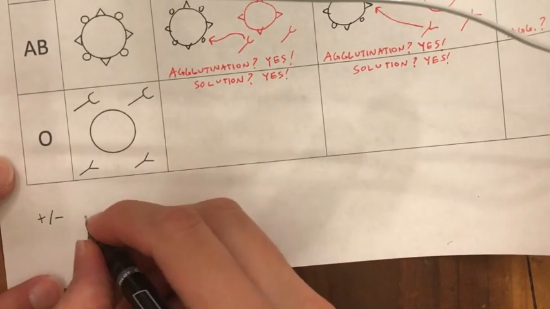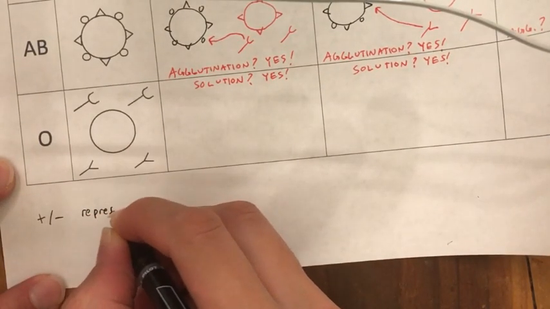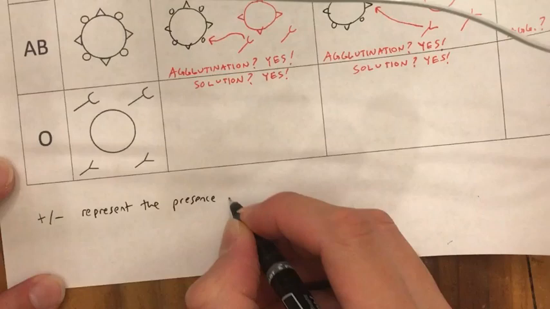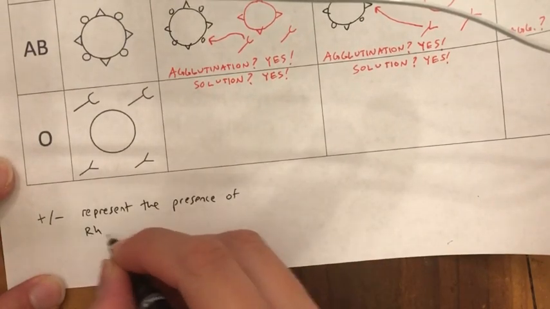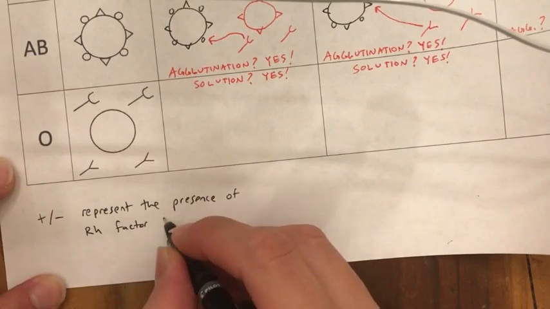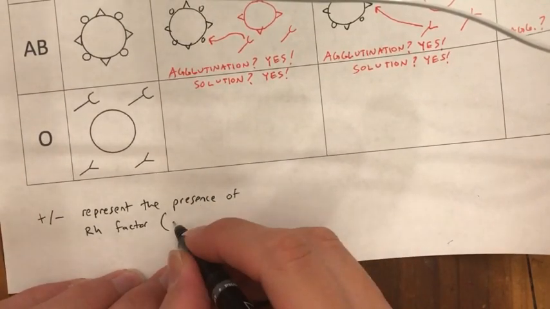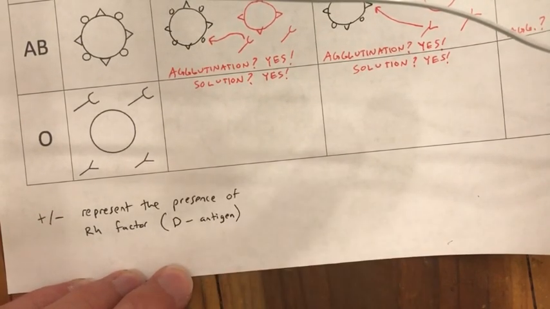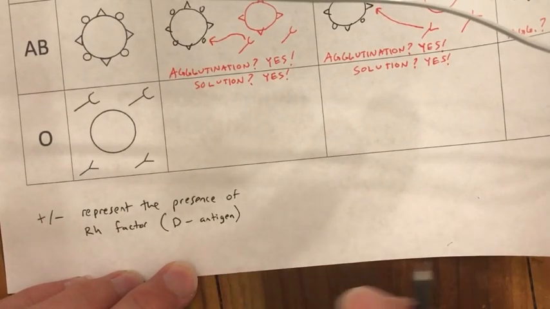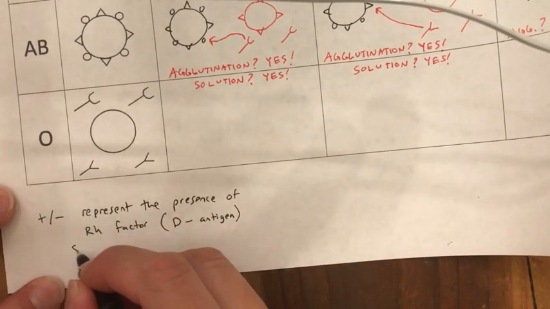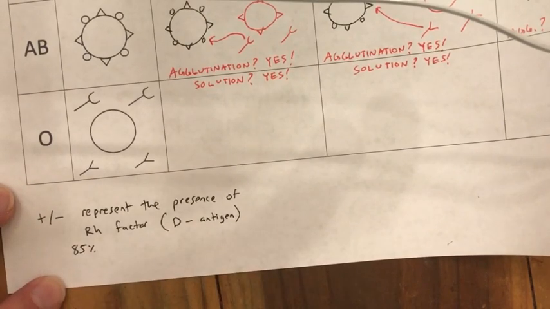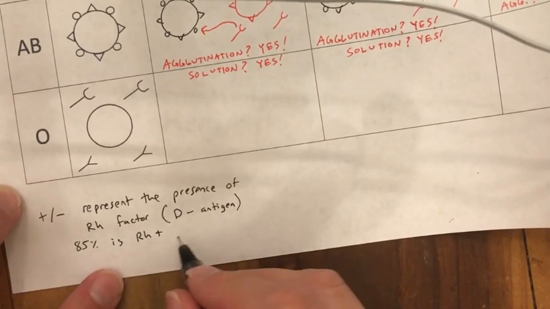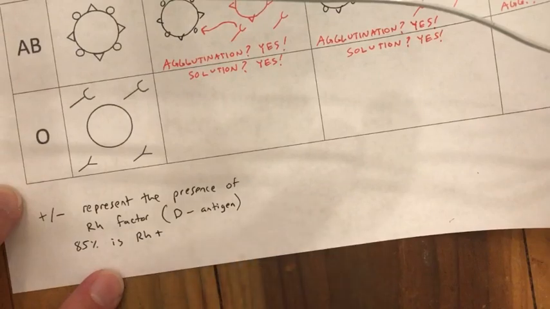positive or negative, this is going to represent the presence of what's called Rh factor, also known as the D antigen. So this is going to be a third antigen that some people have. In fact, 85% of the population is Rh positive, which means they have this extra antigen. They have the D antigen.